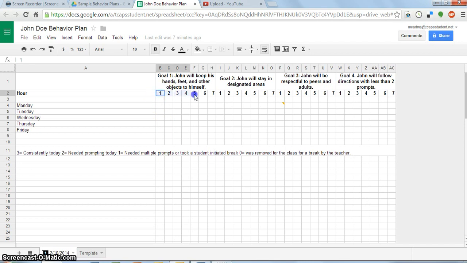You can see here's the days, or I'm sorry, the hours of the day, 1st through 7th for all 4 goals. Here, goal 3 and goal 4, 7 hours in the day, and then 5 days in the week. For each hour, he can earn 3 points for consistent, 2 for needing prompts, 1 for needing multiple prompts, or 0 as he's removed from class and has to take a break in the office.